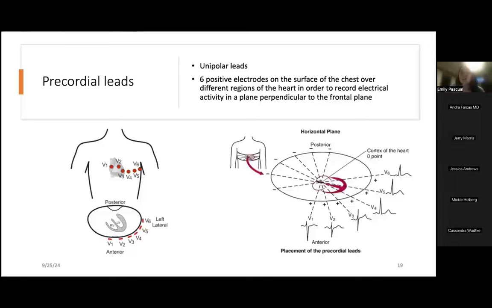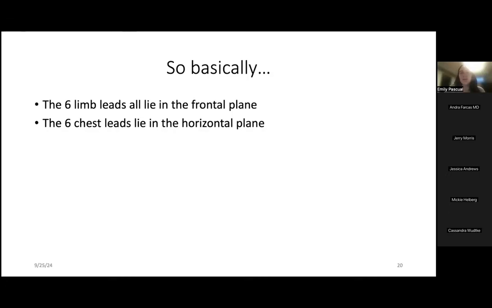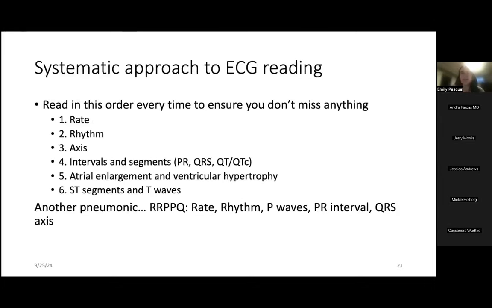So precordial leads are all unipolar leads, 6 positive electrodes on the surface of the chest over different regions of the heart. And this is to record electrical activity in a plane perpendicular to the frontal plane. So basically, the 6 limb leads are all in the frontal plane. The 6 chest leads are all in the horizontal plane.